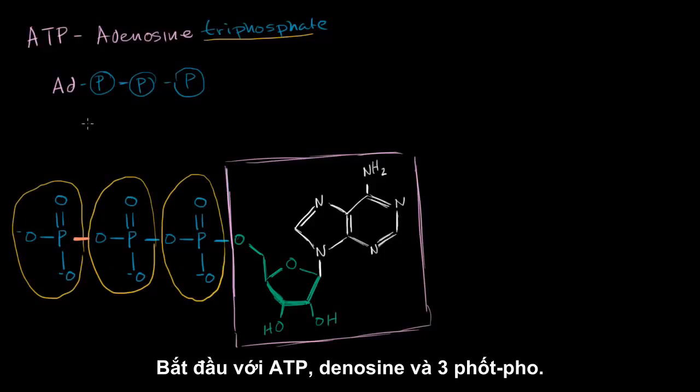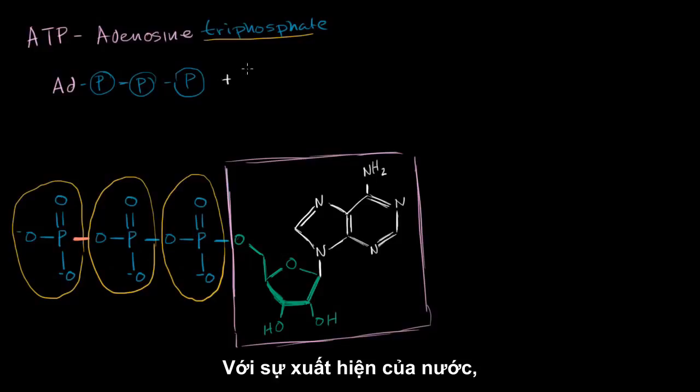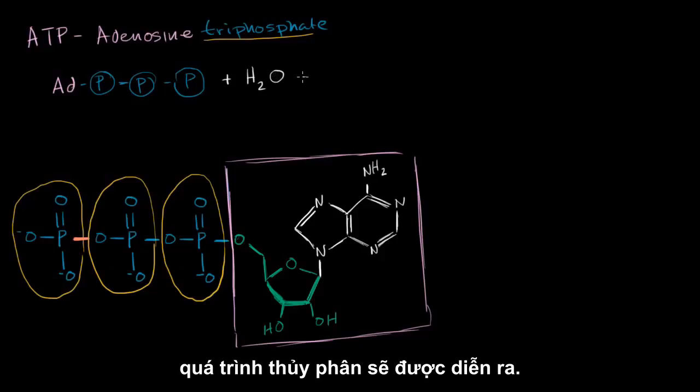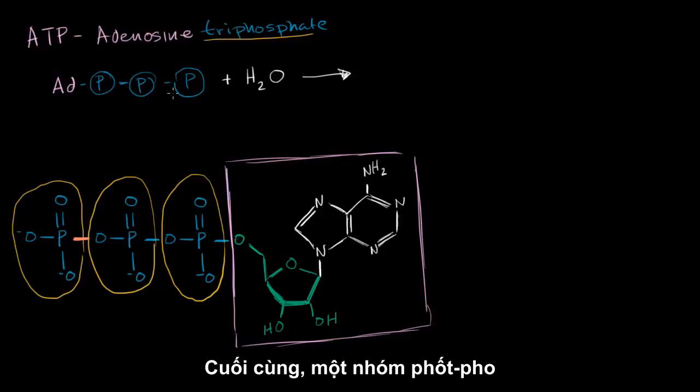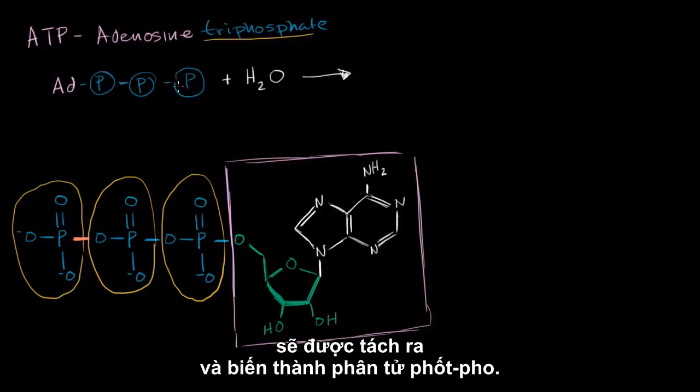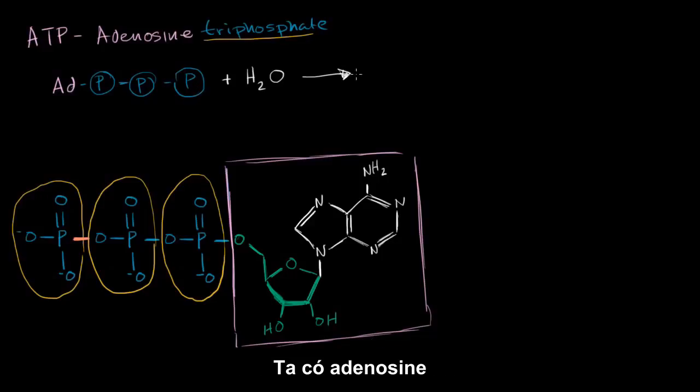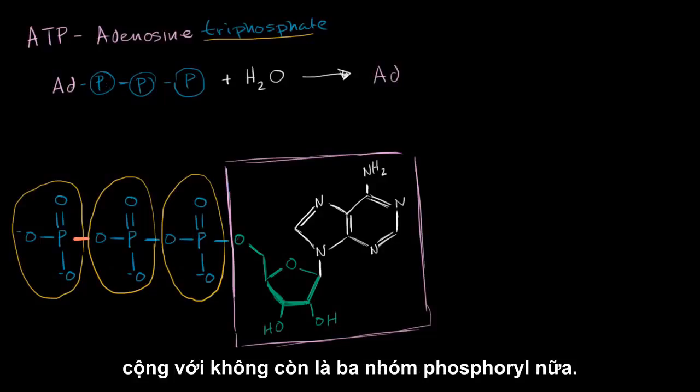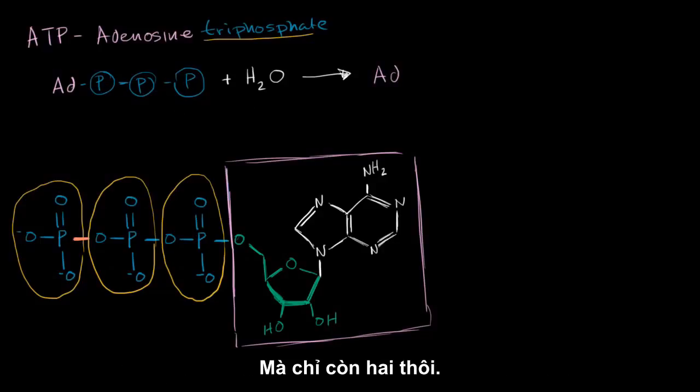So one way to think about it, you start with ATP, adenosine triphosphate, and one possibility is you put it in the presence of water, and then hydrolysis will take place. And what you're going to end up with is one of these phosphoryl groups popped off and turned into a phosphate molecule. Since you don't have 3 phosphoryl groups anymore, you're only going to have 2 phosphoryl groups. You're going to have adenosine diphosphate, often known as ADP.